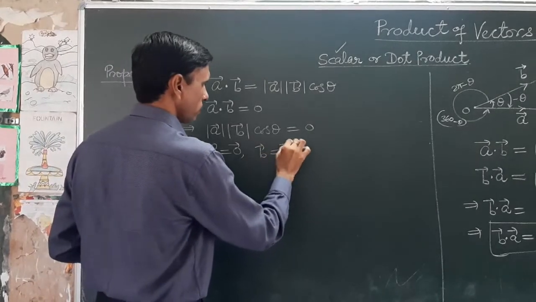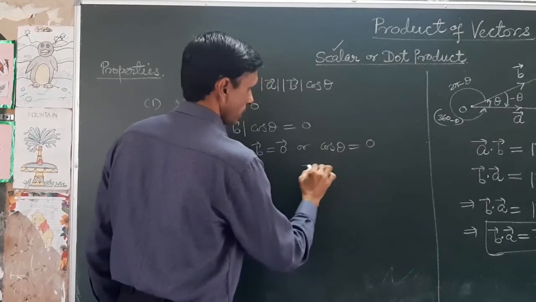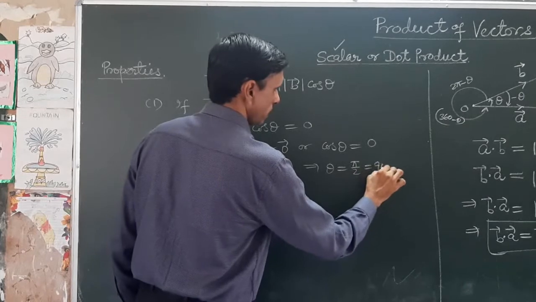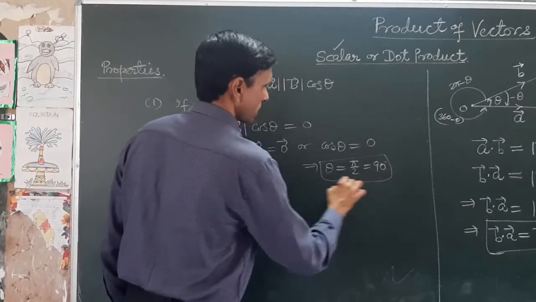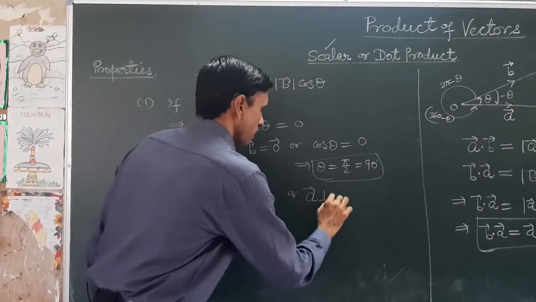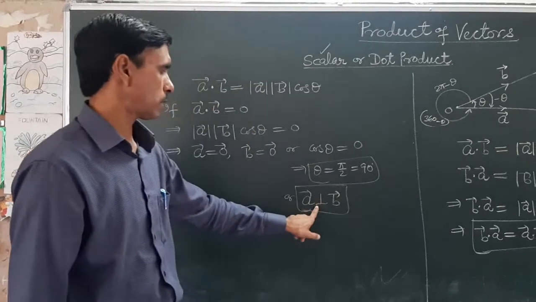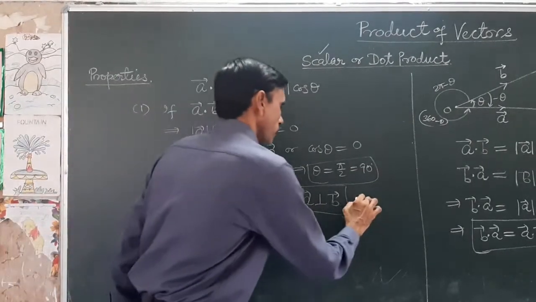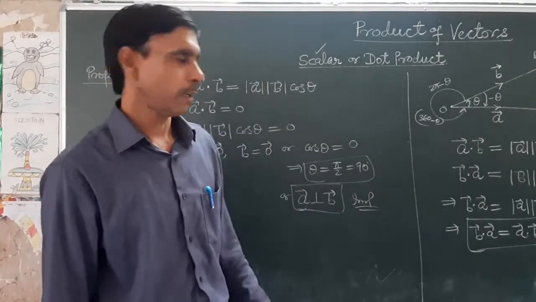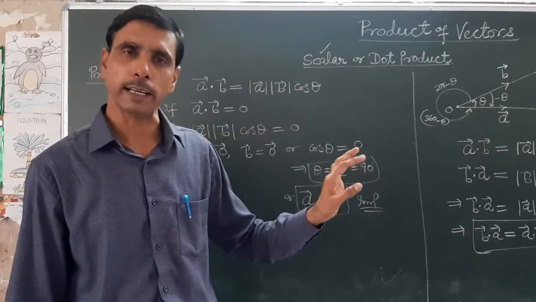Vector B is 0 or cos theta is 0, and cos theta 0 means theta is pi by 2 or 90 degrees. You know cos 90 is 0. Or if the two vectors are perpendicular, the angle will be 90 degrees, then their dot product will be 0. Very important property this is. If two vectors are perpendicular, you can directly take their dot product as 0.